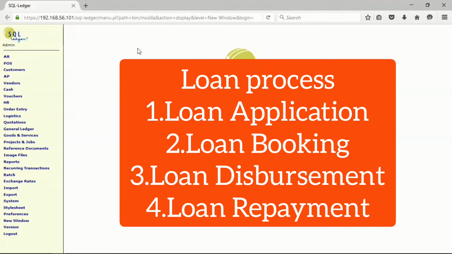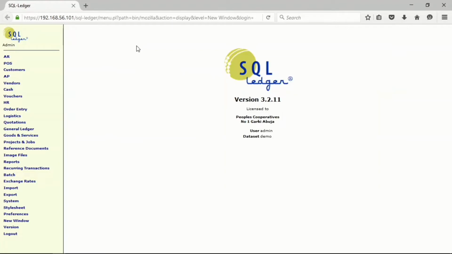Now there's a loan account and there's a disbursement account. The loan account is the one that holds the amount of money that you are owing the company. The disbursement account is the account that shows how much was given to you. That is what it is. Let's go into the software.